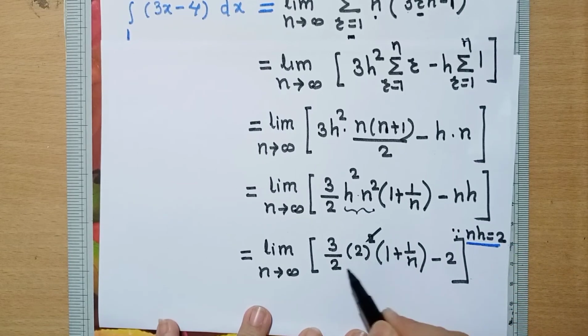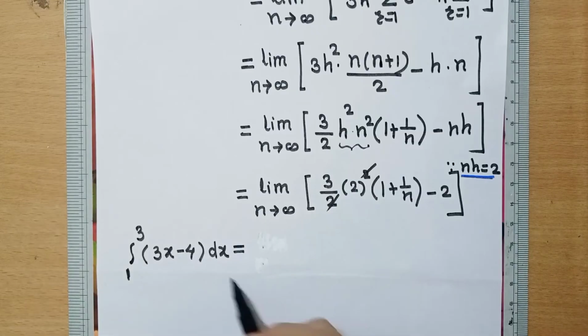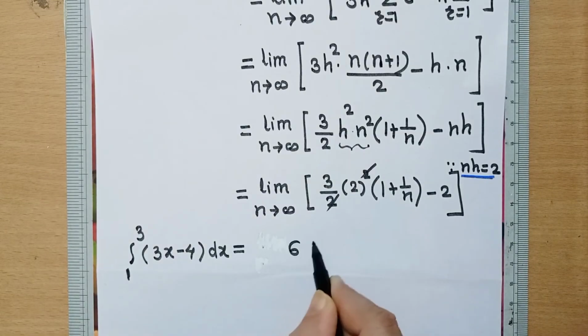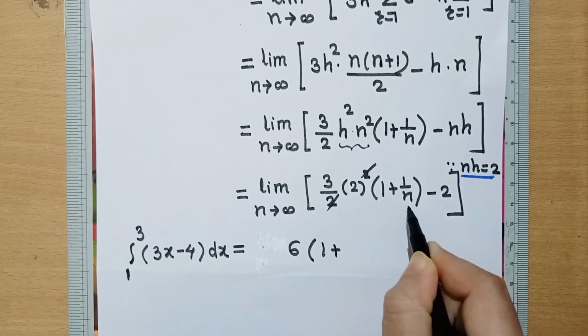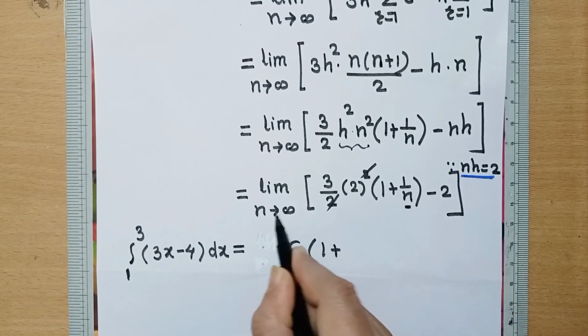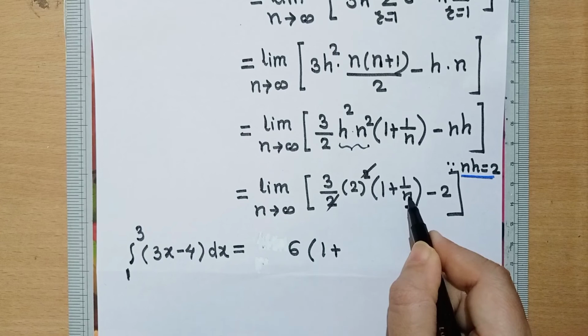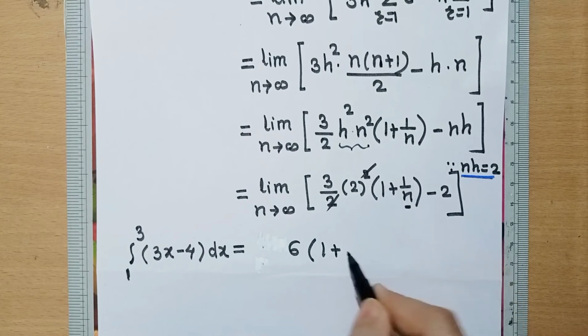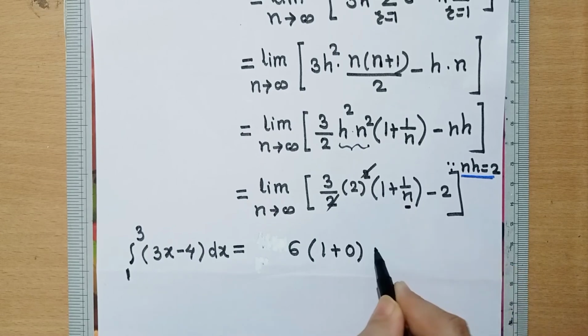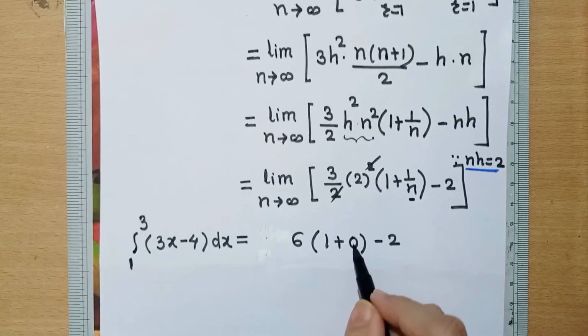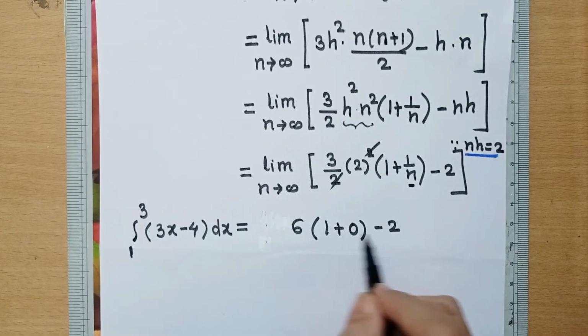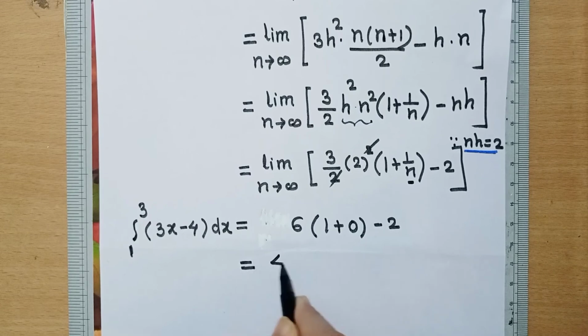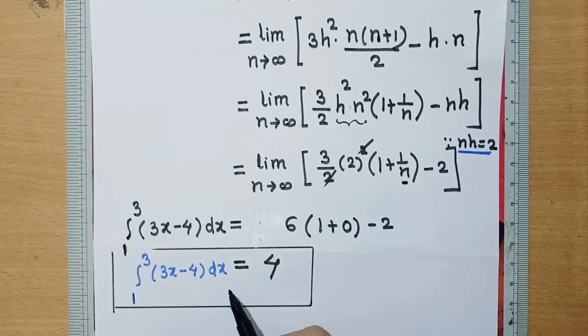1 2 get cancelled, and check now here 3 2s are 6, in bracket 1 plus, now we will substitute n tends to infinity, so here if we will substitute infinity, 1 upon infinity is 0, and then write down minus 2, and 1 plus 0 is 1, 6 ones are 6, minus 2 is 4, and so value of this integral as a limit of sum is 4. And we will solve by the same way next examples.